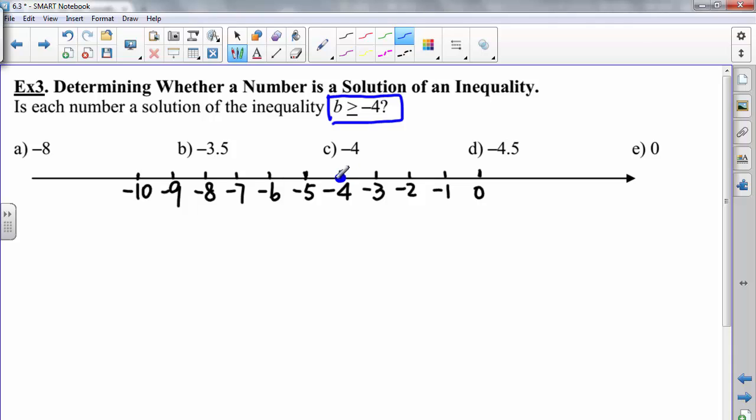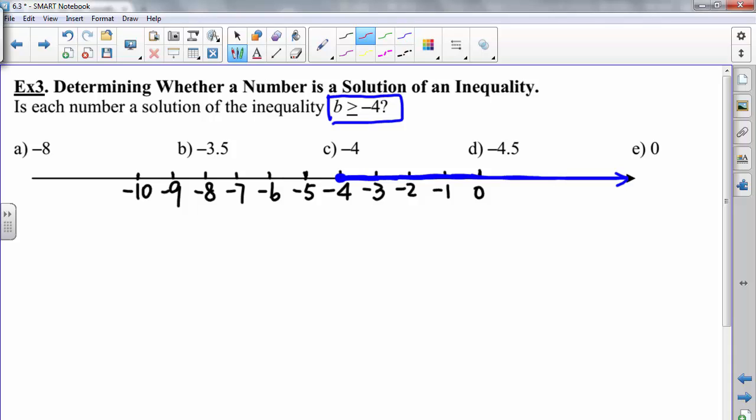Starting with -4, I will highlight, or you can say shade, the part of the number line with all the numbers greater than -4. I will highlight the number line all the way to the right from -4. In this blue region, you will see every single number will be greater than or equal to -4.